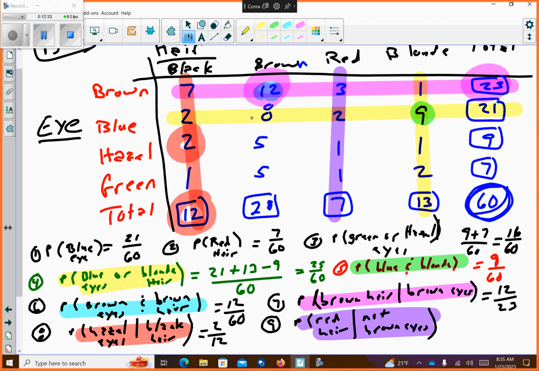We told anybody with brown eyes to leave. So we tell the people who have brown eyes, leave. So 60 minus 23, I believe, is 37. Do you understand how I just did that? So we're saying that they don't have brown eyes. Everyone's in the room. Hey, everyone with brown eyes, get out. Now there's only 37 people left in the room.